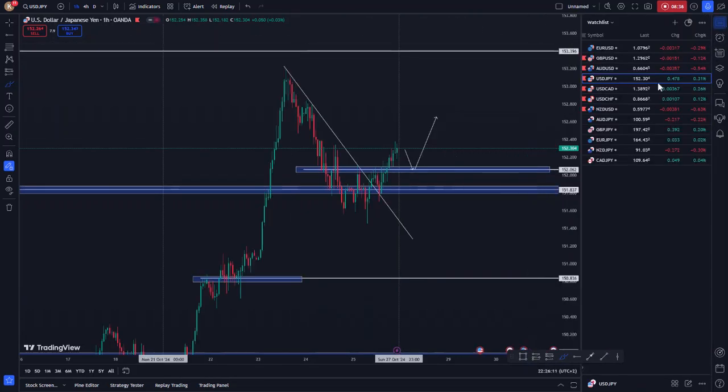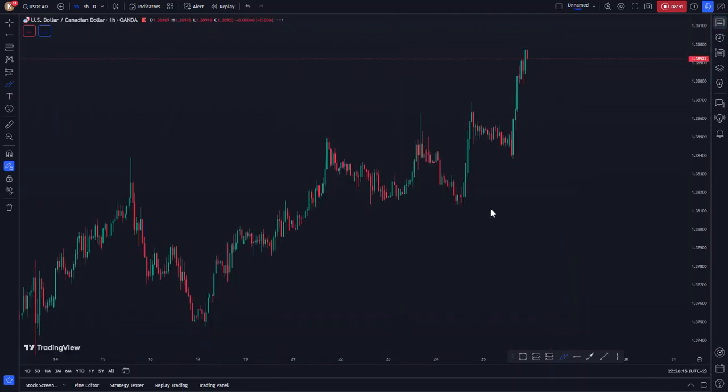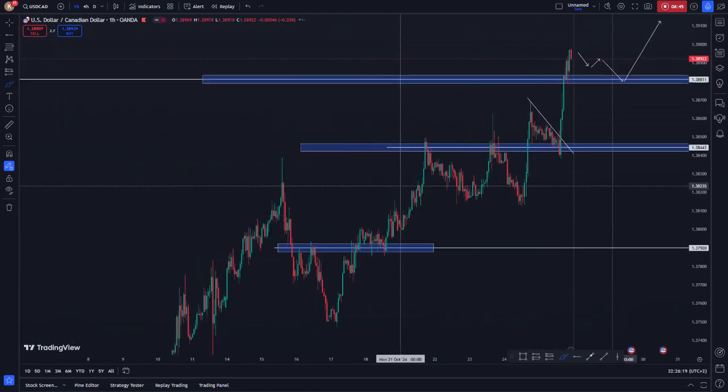So let's go to the next one, USD/CAD. I'm also bullish on USD/CAD, and we also got another clean setup here last week.